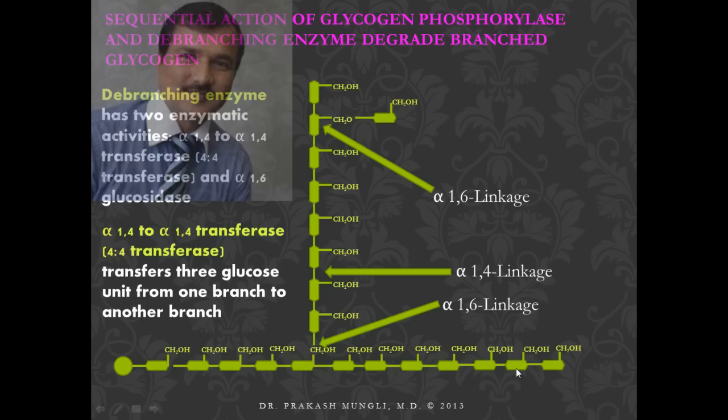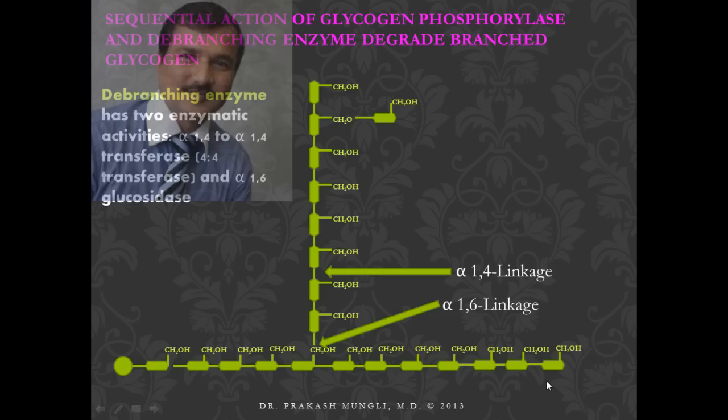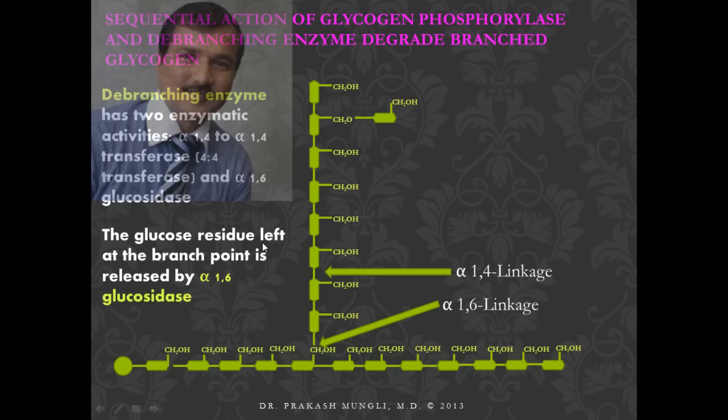This is how the process will go on. Now this particular chain is elongated by 3 more glucose, and now your glycogen phosphorylase can come and remove these 3 glucose residues from here and stop at the 4 glucose residues which are left at the branch point. Now the glucose residue left at the branch point is removed by another catalytic part of this debranching enzyme called alpha 1,6 glucosidase. So alpha 1,6 glucosidase is going to remove this glucose residue and release it as glucose.